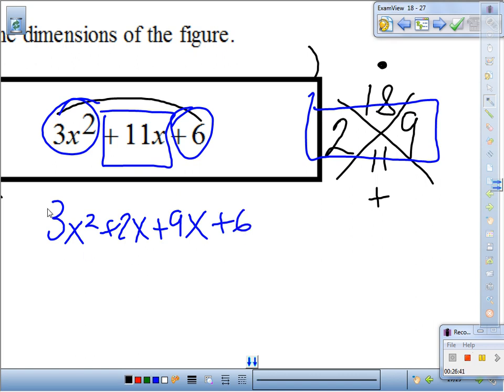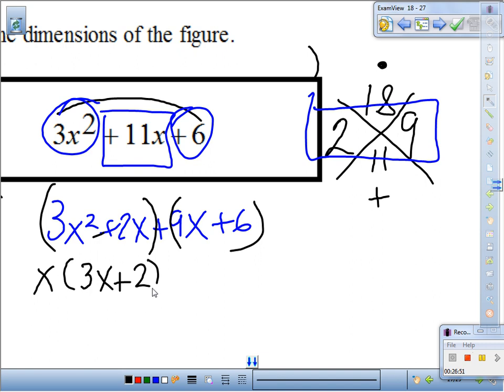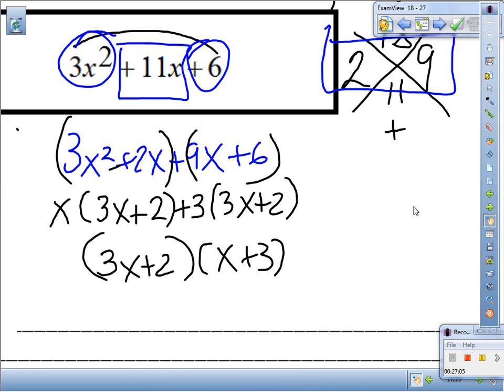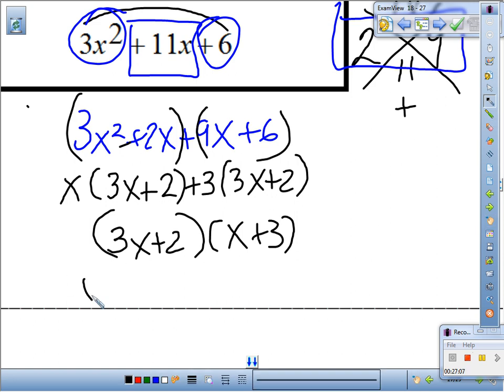Let's group this. These two. These two. GCF for these two is x. We're left with 3x plus 2. GCF for these two is 3. And we're left with 3x plus 2. So therefore, what are my factors? 3x plus 2 and x plus 3. Don't label it factors. On this one, you're going to label it dimensions.